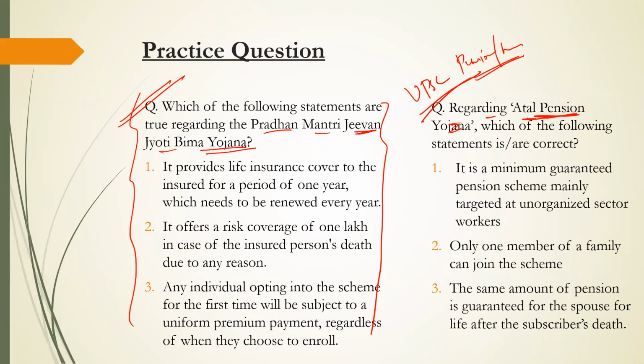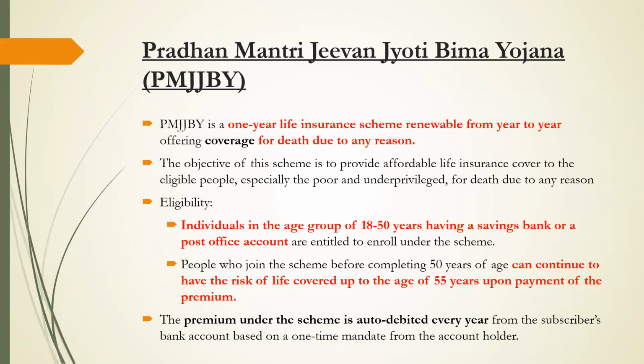Fine. Chalo, let's search the answer for this through the slides. So Pradhan Mantri Jeevan Jyoti Bima Yojana. So again, Bima is there. That is, we are talking about an insurance scheme here, right? So it is basically a 1-year life insurance scheme, and it has to be renewed every year.